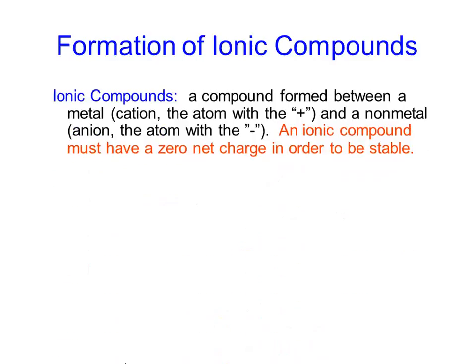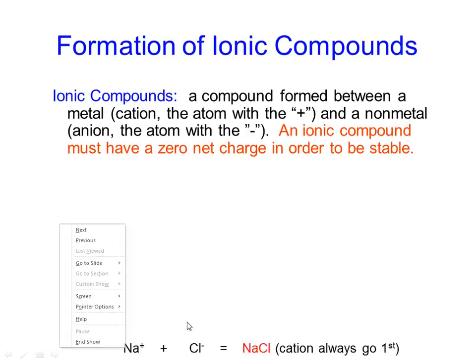So ionic compound is a compound formed between a metal cation, the atom with the plus, and a non-metal anion, the atom with the minus. An ionic compound must have a zero net charge in order to be stable. So this is the rule. In other words, you have to use this rule to come up with the correct formula for ionic compound. I will give you an example. That rule is very important.